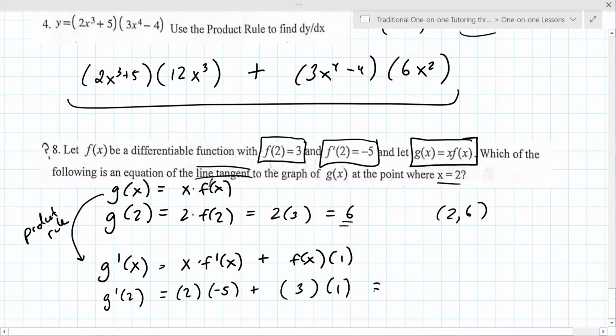Where'd you get the 3 from? Right here, this box, f of 2. F of 2 is 3. Oh, okay. And then times 1. Yep. So then that's -10 plus 3, so that's -7. Yes. So this is your slope.